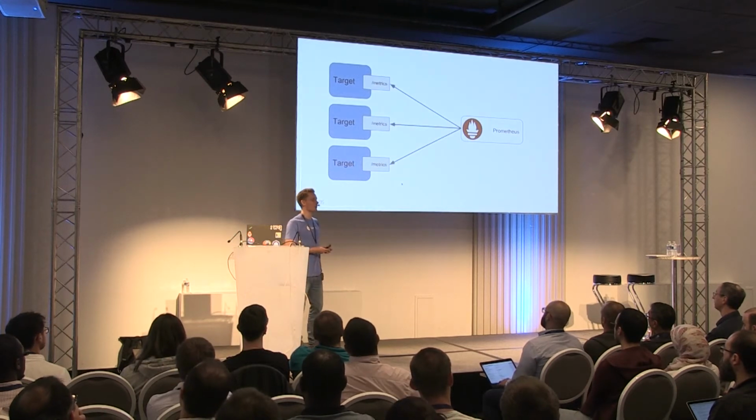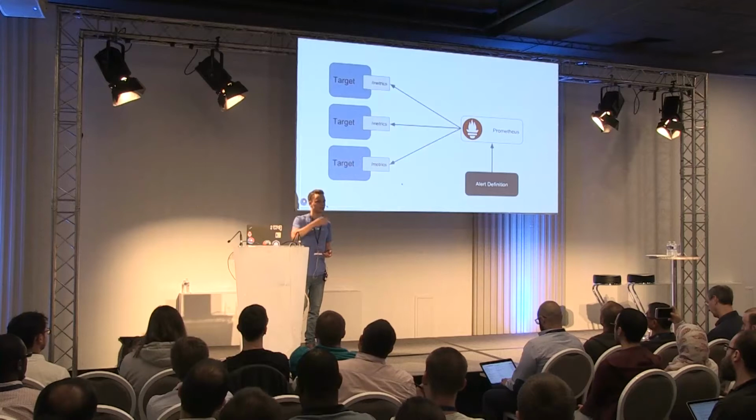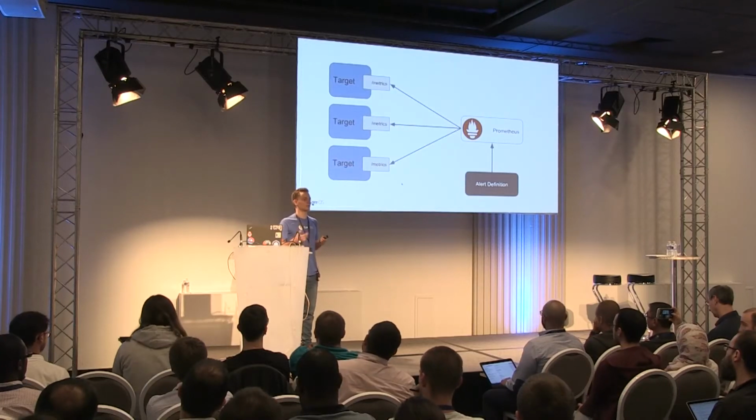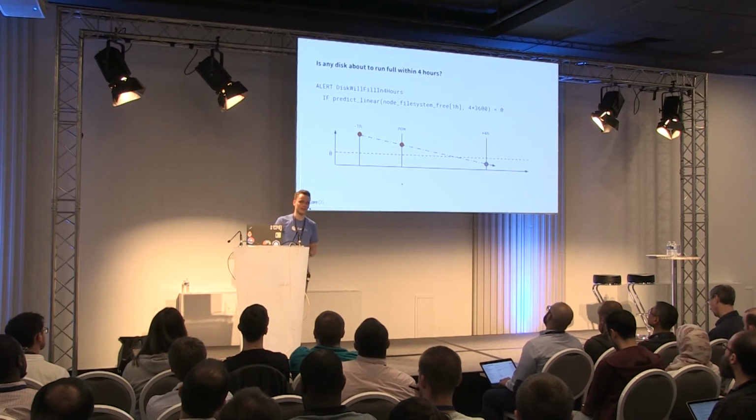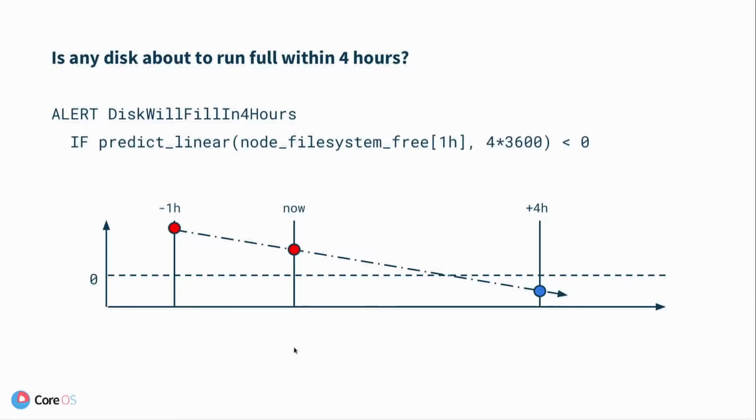And in order for the monitoring system to be able to tell you something is going wrong, it needs to know what is this state called wrong. So you do that by alert definitions. So you give Prometheus definitions what a bad state would be. And this looks like this. Again, we just give it an alert name, in this case, disk running full.